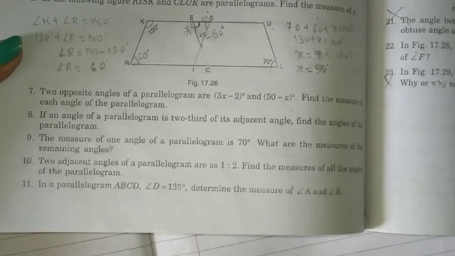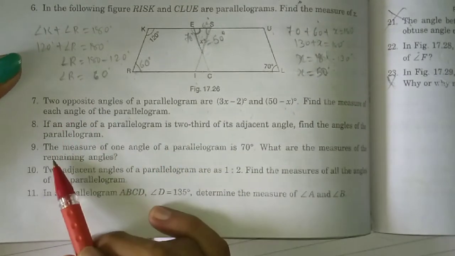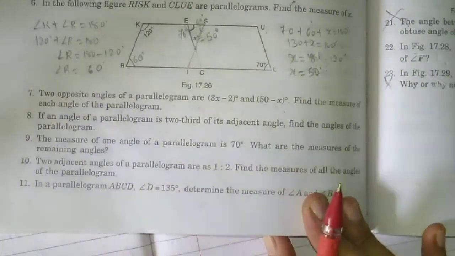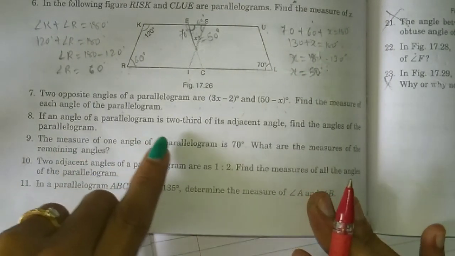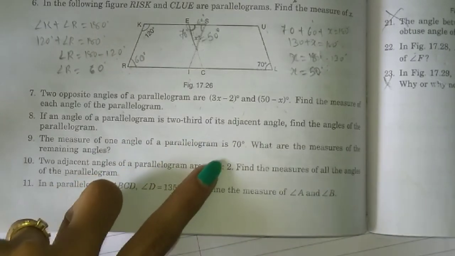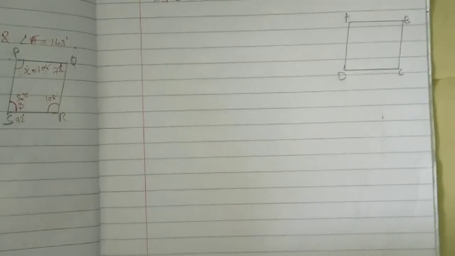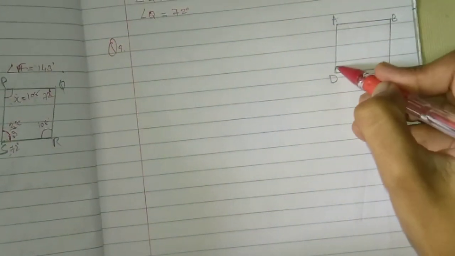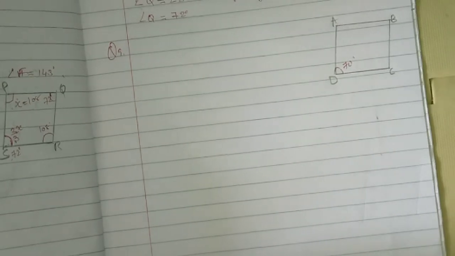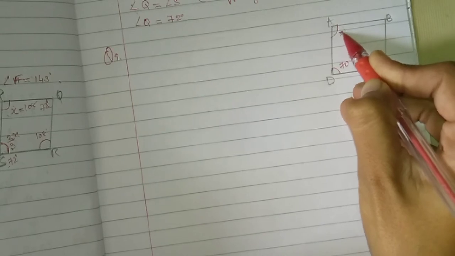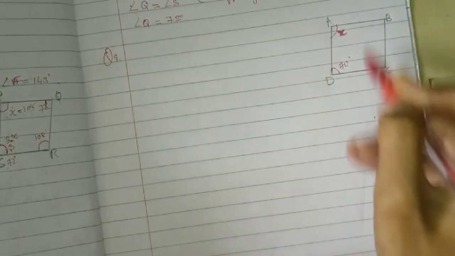Now question number 9. The measure of one angle of a parallelogram is 70. What are the measures of the remaining angles? Now only one angle we had given. Okay, only one angle we had given is 70, and the rest of the angles we have to find. Let us find out. So if we will take, this is 70. Okay, and I am supposing this A as x.